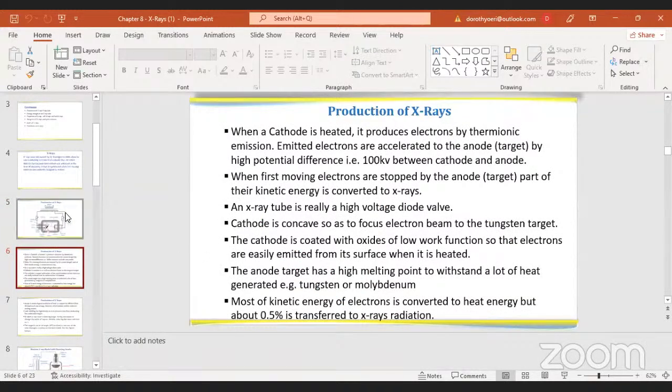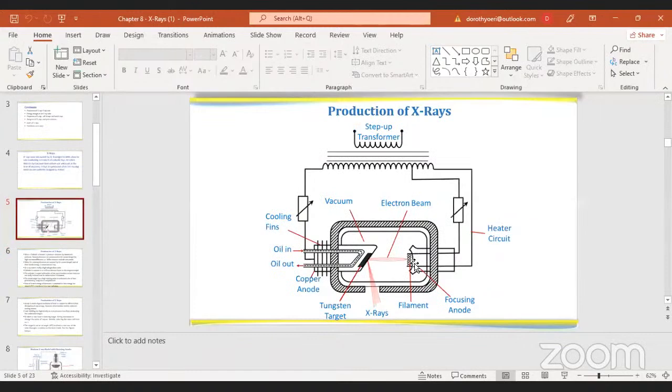Now, if you look at the shape of the cathode, I will do something here. This is the focusing cathode, not anode, please. That should be the cathode. Now, if you look at the shape, it's concave in shape. Why is it concave in shape? That is what I want to explain.